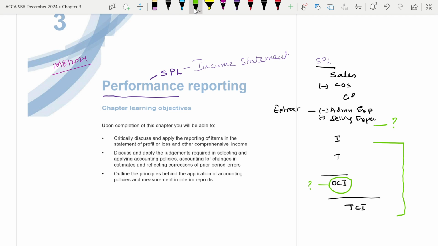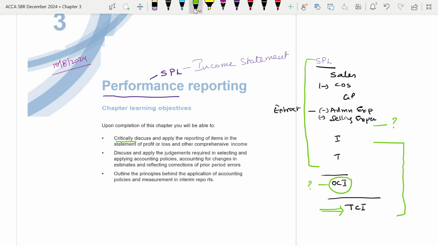Other comprehensive income and normal income. In this chapter, we are talking about critically discussing and applying reporting items. If you are talking from here to here, they will say it is a statement of profit and loss account. Don't get confused: the statement of profit and loss account goes till OCI. Once you use the OCI, it will become total comprehensive income. Students will get confused.